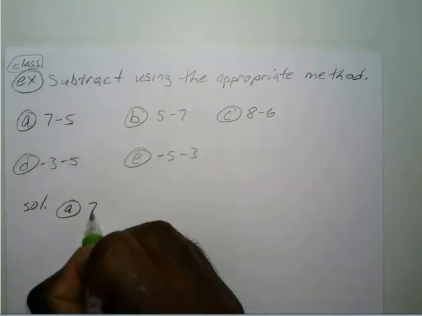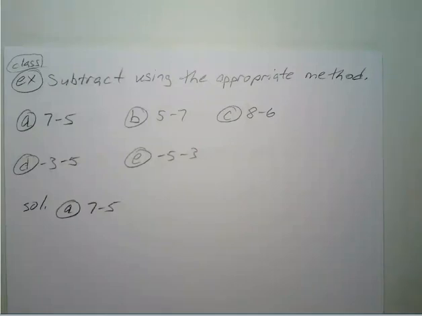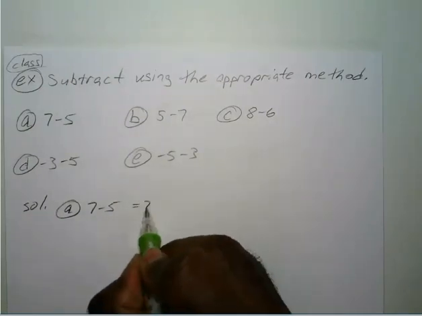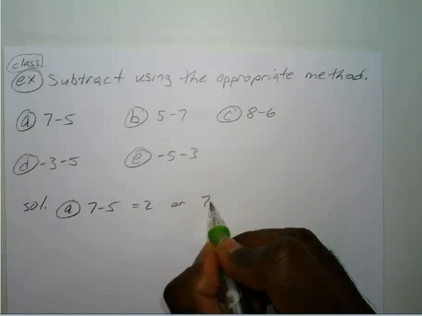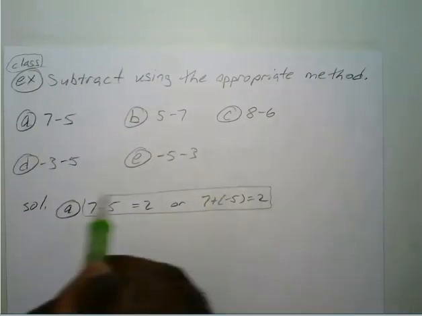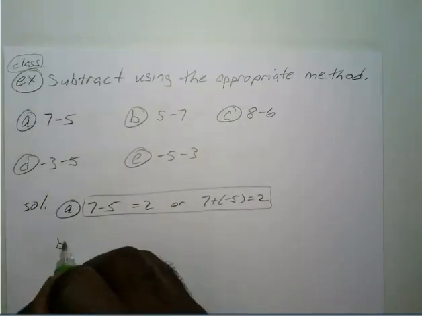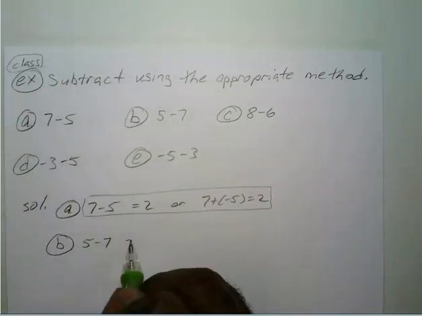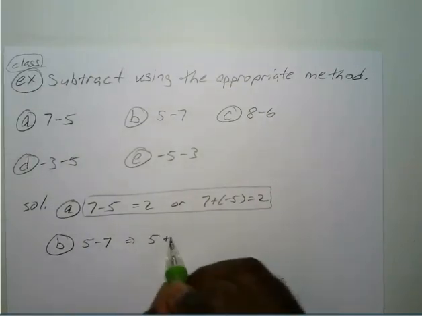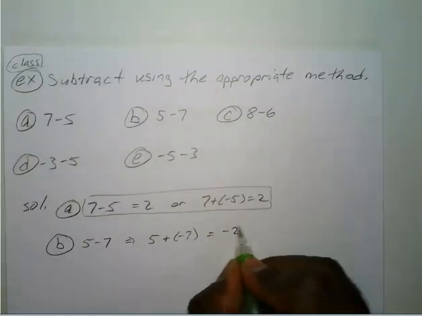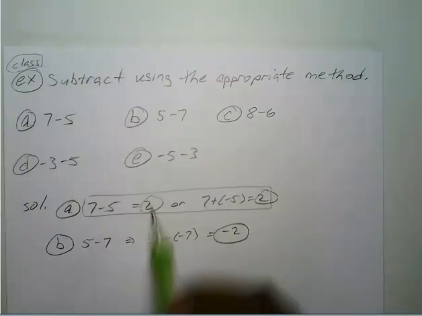Okay, so 7 minus 5. You can make that 7 plus negative 5, but you don't have to. We already know 7 minus 5 is 2. And like I said, either method works. Both will give you 2. Now 5 minus 7, we know that's 5 plus negative 7, which is negative 2. So we circle those answers.